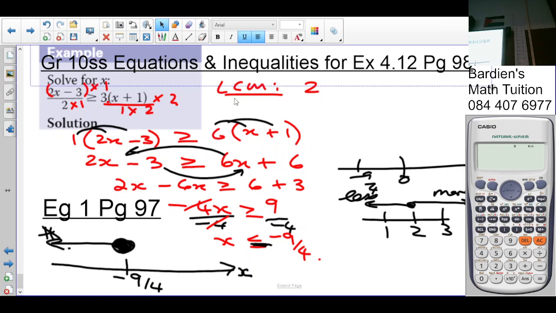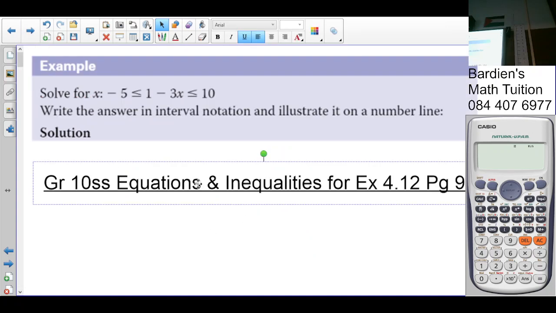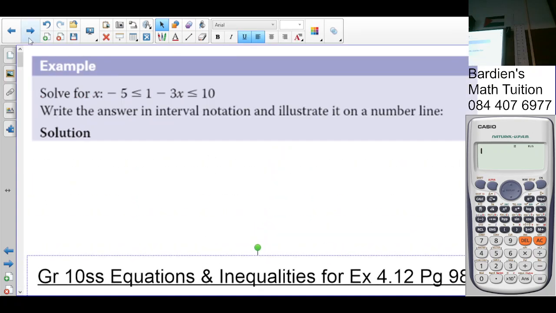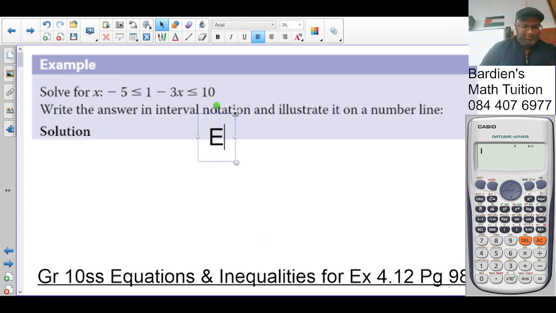Last one. So this one I'm going to pause the video and then we will do it together. We'll give you a chance to do it, and then we'll come and resume the video again. Okay, this is example 2 on page 97.